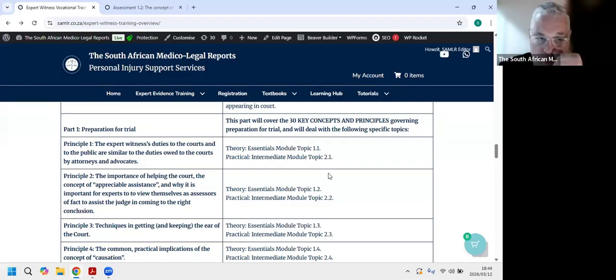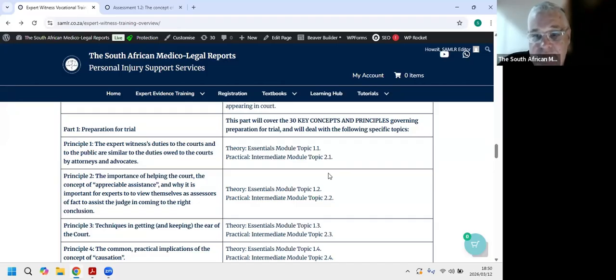So principle 1 is the expert witnesses' duties to the courts and to the public are similar to the duties owed to the courts by attorneys and advocates. So attorneys and advocates are regarded as officers. Well, they are officers of the court. They owe duties to the courts, and you will see through the program that there are judgments saying exactly that in respect of expert witnesses, that they owe duties to the courts similar to the duties owed by attorneys and advocates. And that is why I say that one of the reasons I say that expert witnesses are a profession unto themselves.